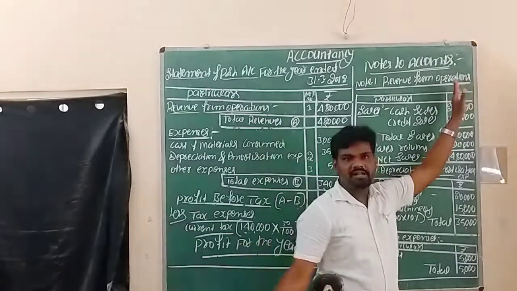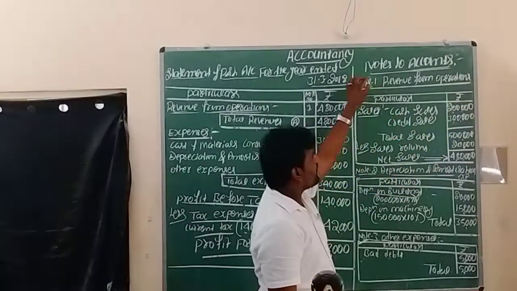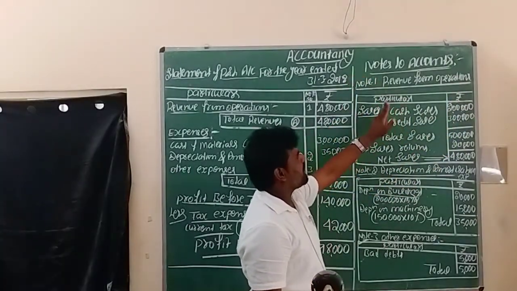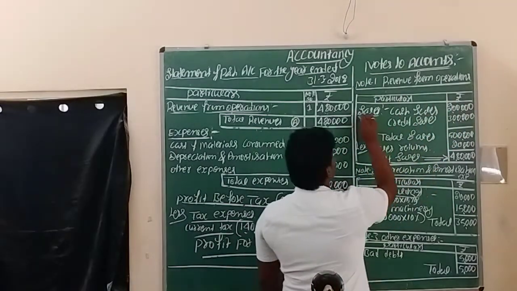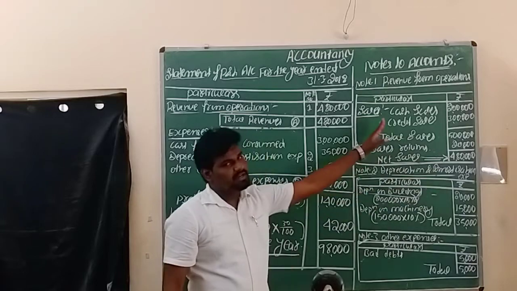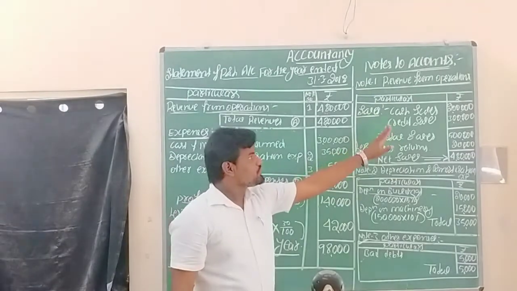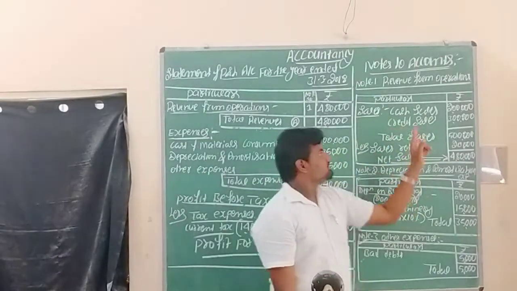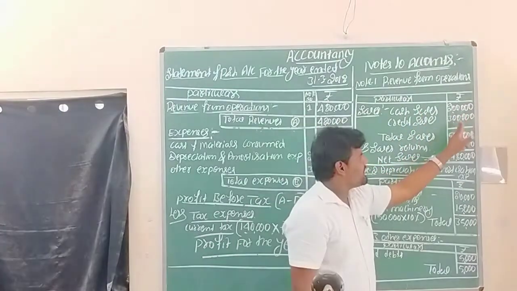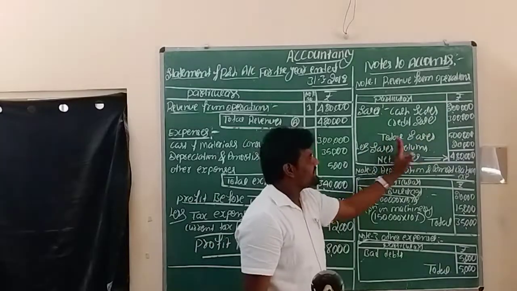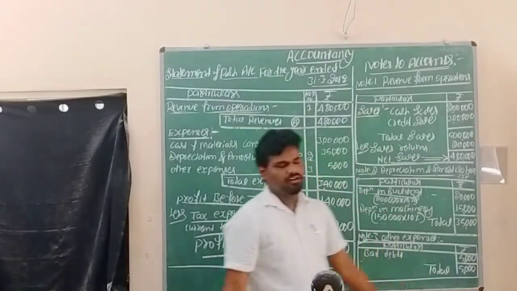First we need to find the total revenues during the year. For these notes, we have a format with particulars and one amount column. The first one, sales. Sales means nothing but total revenues or incomes during the year, right? Here there are two types of sales: cash sales 2 lakhs and credit sales 3 lakhs. 2 lakhs plus 3 lakhs, 5 lakhs. The total sales in this business organization are 5 lakhs.